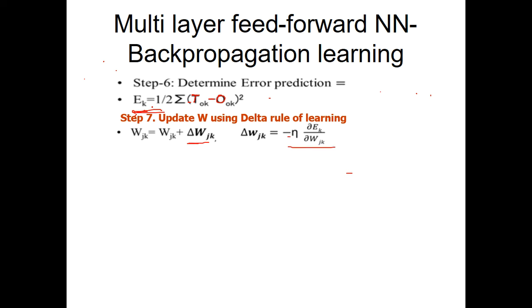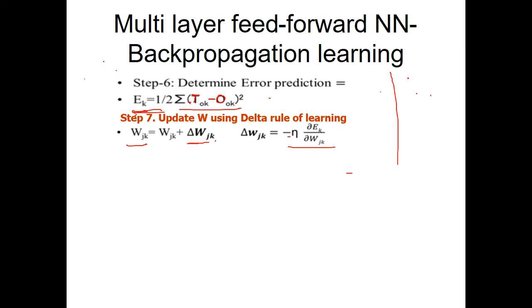We have to take the first derivative of EK with respect to WJK, because we want to update the value of WJK. Whatever weight you want to change, you have to differentiate the total error with respect to that variable. Now you see here, in this term there is no WJK. How do you differentiate?